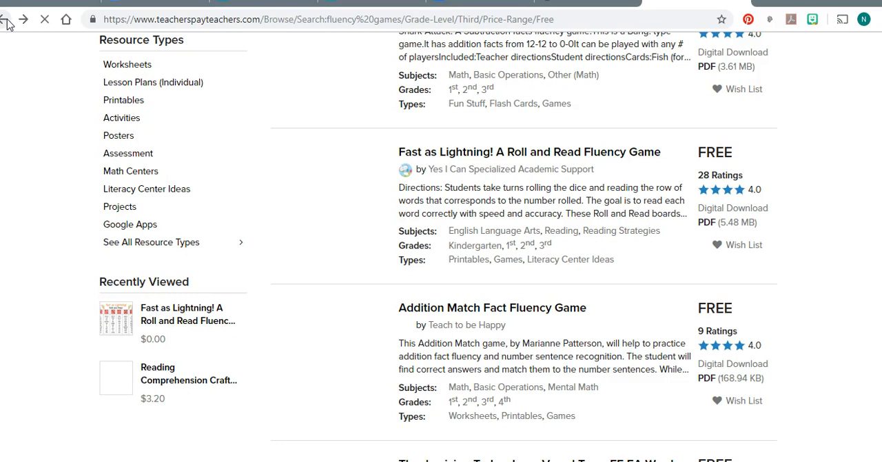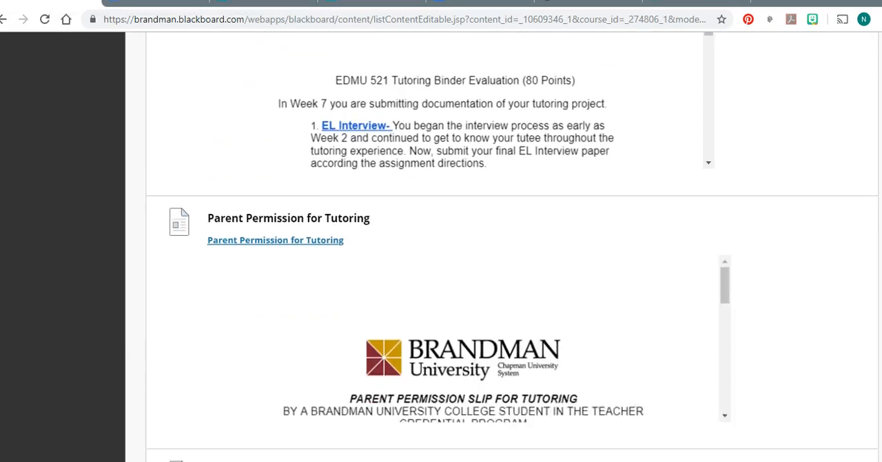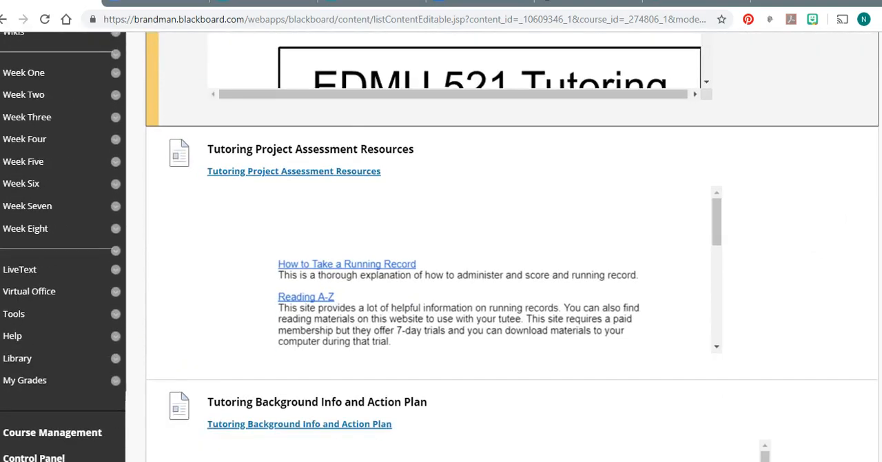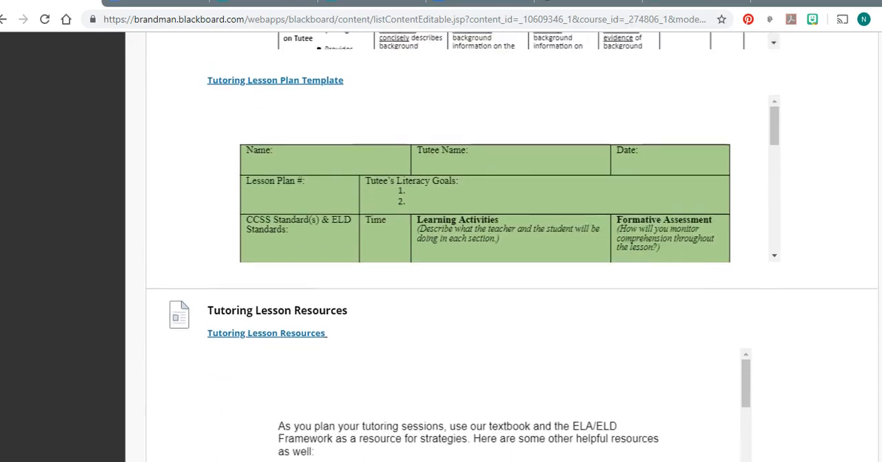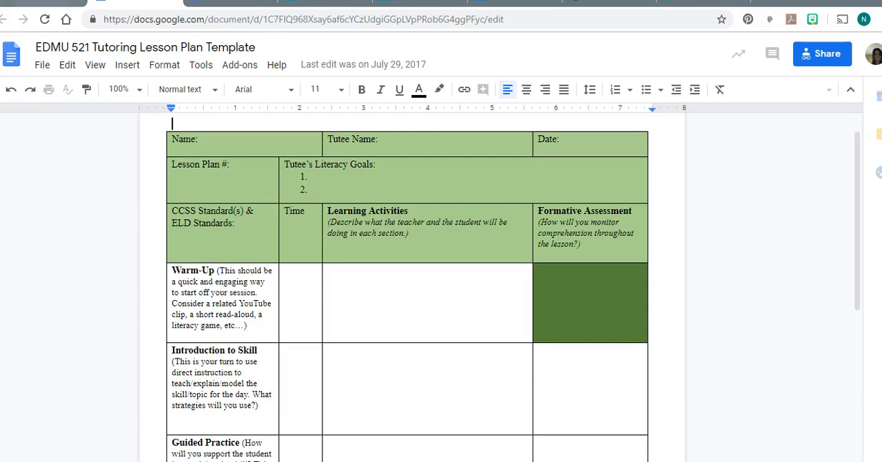So I just wanted to give you some suggestions on how to find activities for your tutoring sessions. The last thing I want to remind you is that you should be doing your lesson plans throughout. Using this lesson plan template, please type. I'll say that again. Type out your lesson plans. Do not handwrite them. But also don't wait until week 7 to write all the lesson plans. You want to write your lesson plan, teach the lesson. Write your lesson plan, teach the lesson.